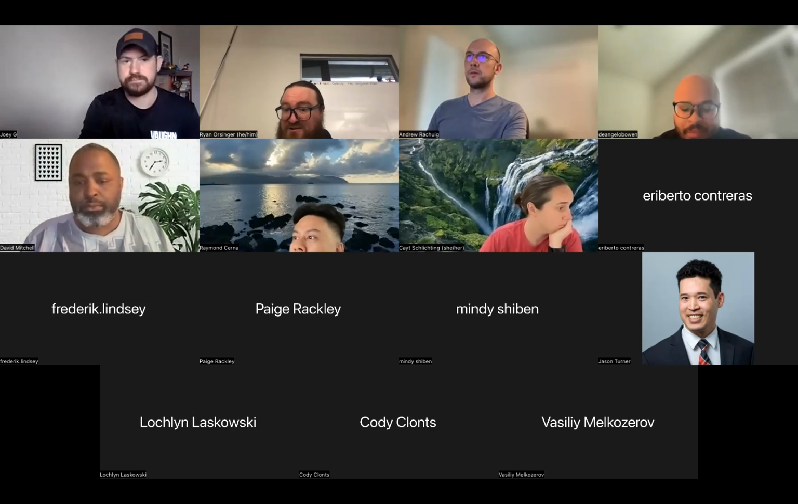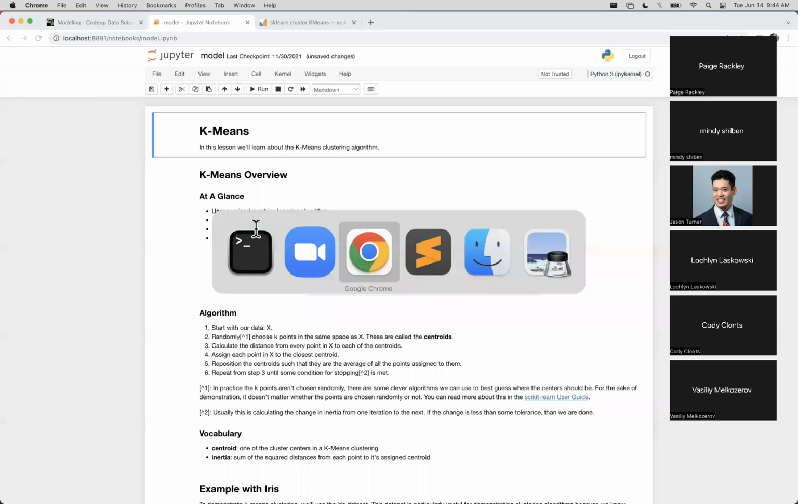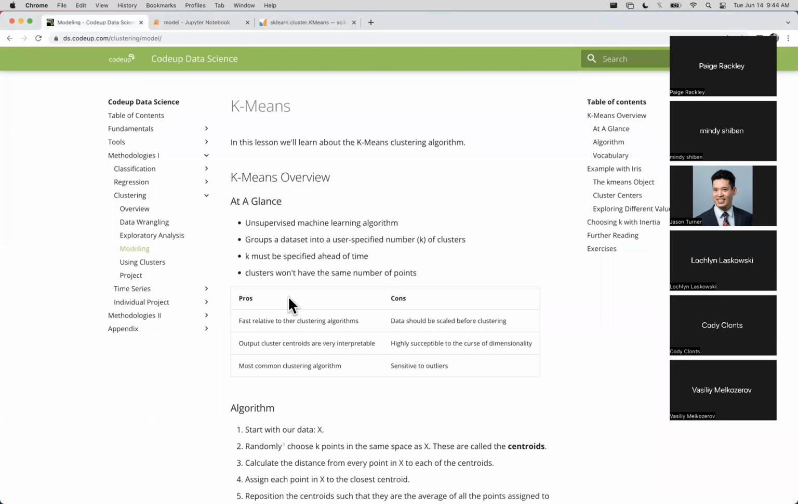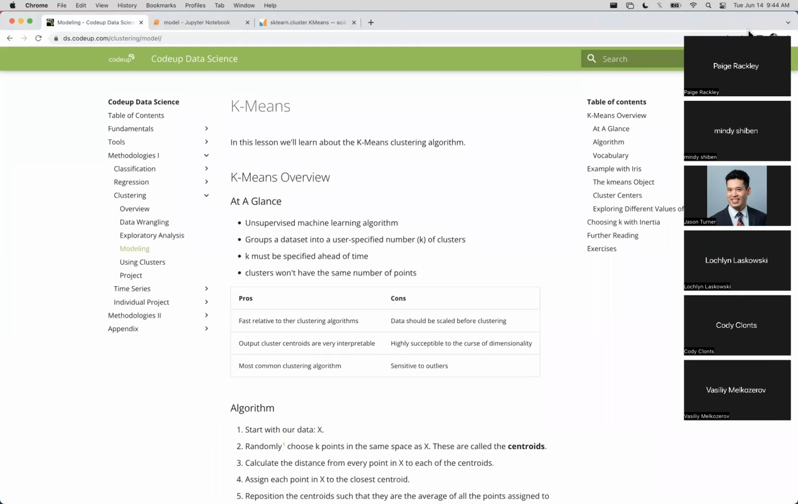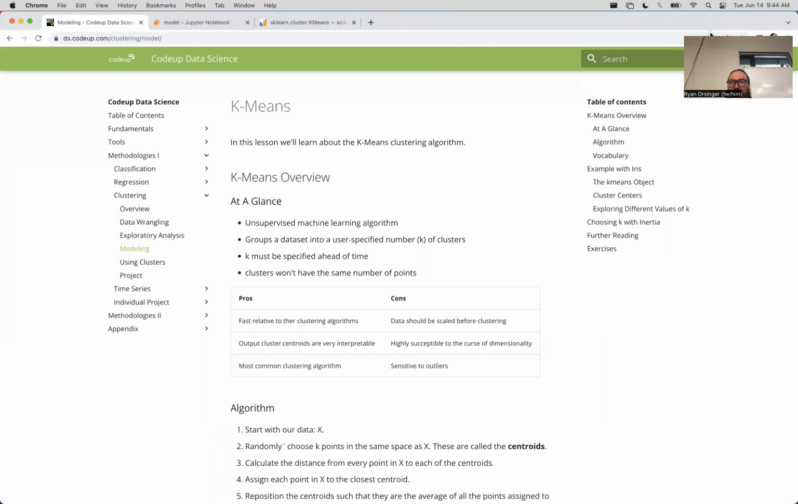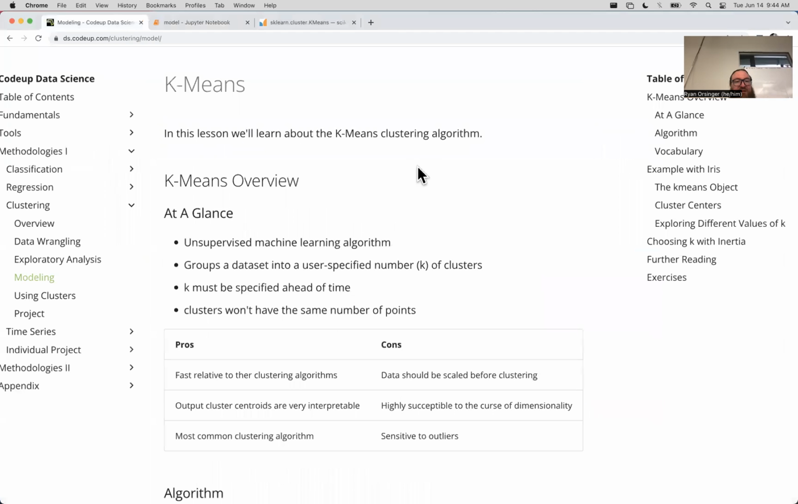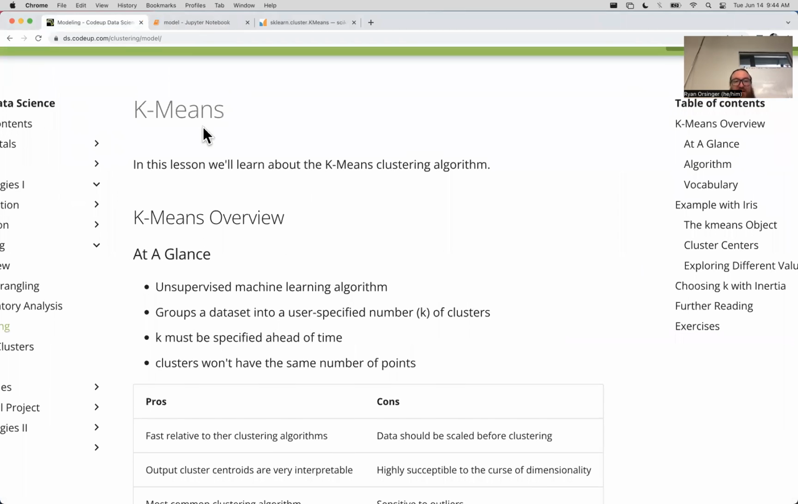Right. Hey, everybody. We are talking clustering, and specifically today we are working with k-means, which is kind of our bread and butter clustering algorithm. So we'll learn k-means first, and then in anomaly detection, we'll work with another clustering algorithm called DBSCAN. So let's jump right in.